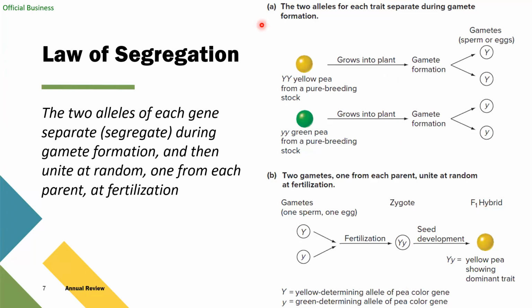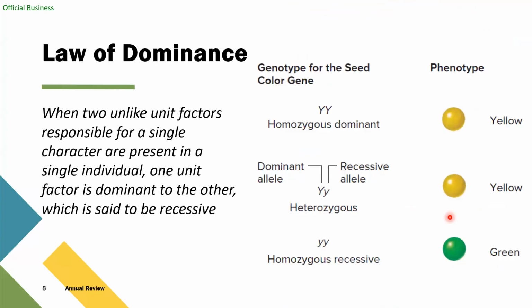So it segregates during gamete formation. Originally, a person has two copies. During gamete formation, it segregates into two cells, each containing a single copy, and only one of these copies is passed through to the offspring. The other copy comes from the mate, the other individual that it does sexual reproduction with. So that's the law of segregation.